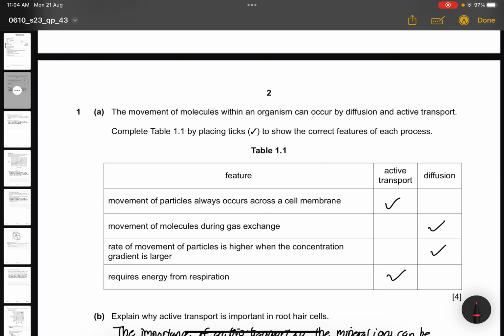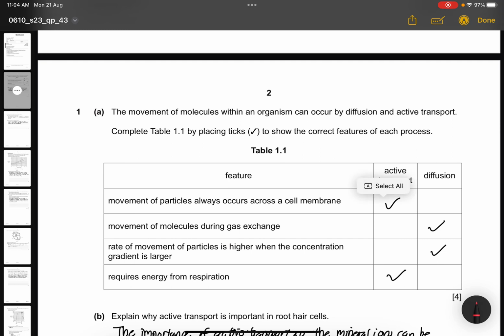So movement of particles always occurs across a membrane is active transport. Movement of molecules during gas exchange is diffusion. Rate of movement of particles is higher when the concentration gradient is larger. It's also diffusion because it goes from higher to lower. And requires energy from respiration is active transport. So diffusion is because it's a gas.